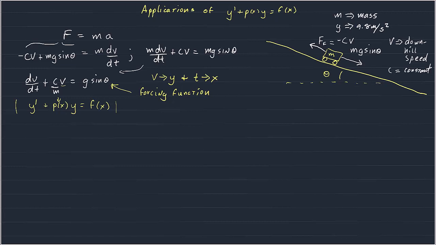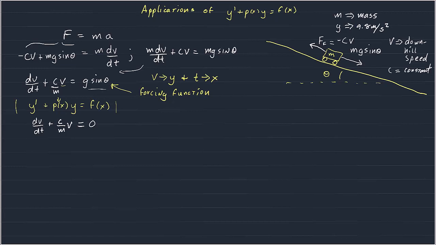So the first step is to solve the homogeneous equation. The homogeneous equation has zero forcing function. The part that is independent of v is on the right hand side, and we'll set that equal to 0. In this case it's a constant, which we'll set to 0.